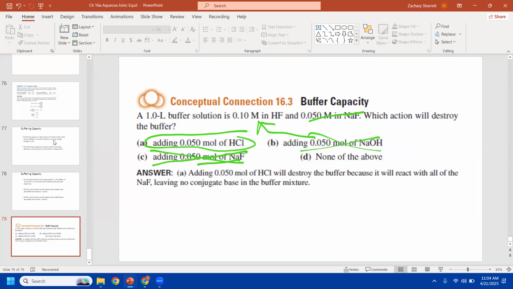I mean, technically, the buffer would no longer be a buffer, but it would probably not have a super large pH change at this point. But that buffer has now used up all of one of its things. Does that make sense? So having more of both things makes that buffer stronger in general. Okay. So that wraps up 16A. Let's jump into 16B.